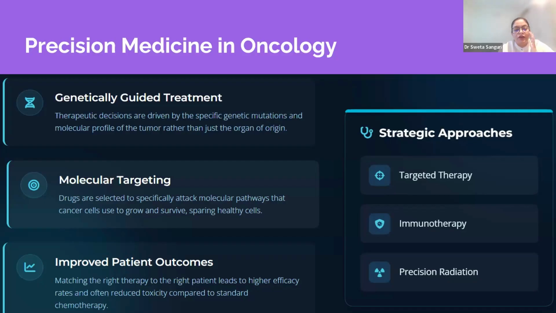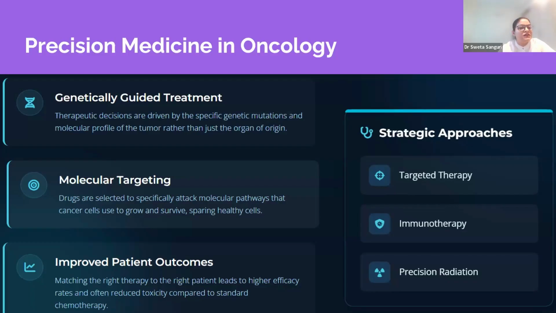Precision radiation, where radiation is accurately delivered to tumor tissues, sparing surrounding healthy cells. When I say precision radiation, mostly hadron radiation is used, which can accurately be exposed in certain areas wherein it spares the surrounding tissues. When the right therapy is matched to the right patient, treatment becomes more effective. There will be a significant reduction in unnecessary toxicity, unnecessary side effects.